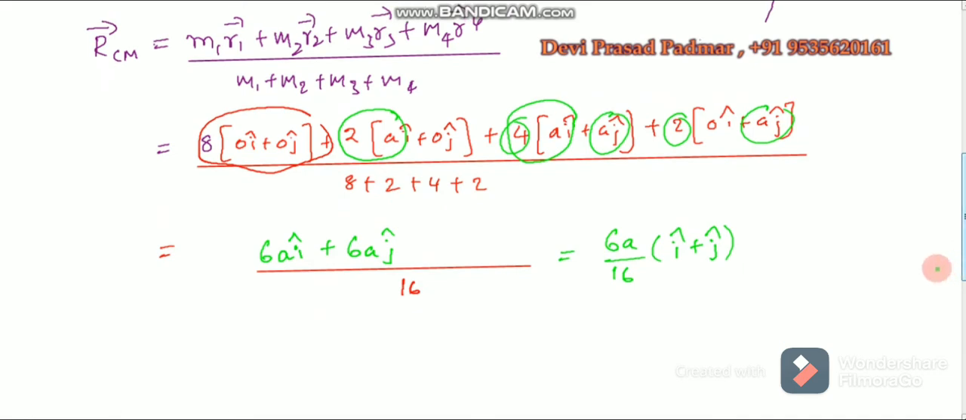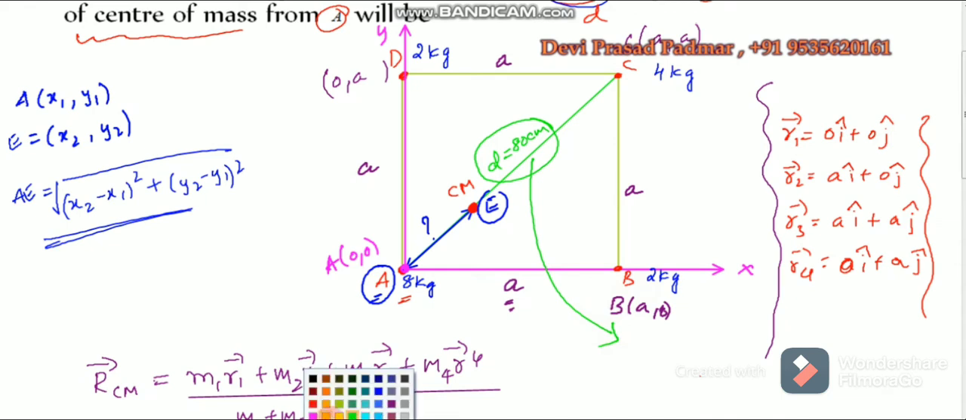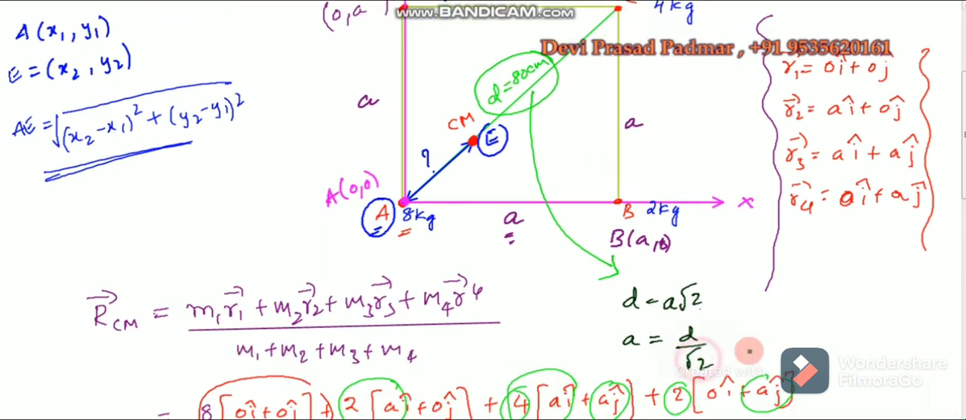Now what is the value of a? Given that this diagonal is of length 80 centimeter, right? So diagonal is of length 80 centimeter. Therefore there is a relation between diagonal and side. How? So diagonal equal to a root 2. You may know this relation. Or side a equal to diagonal by root 2, right? Diagonal divided by root 2.